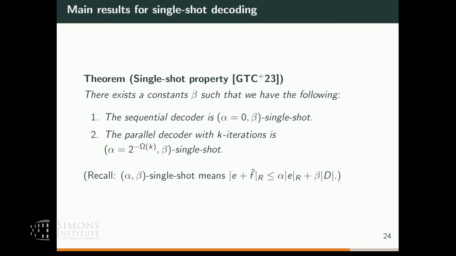Okay, so this theorem, again, is dealing with the adversarial scenario, just because the definition of alpha-beta single shot here means that for any sufficiently small error, it has to satisfy this property.